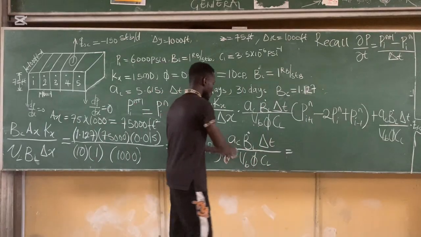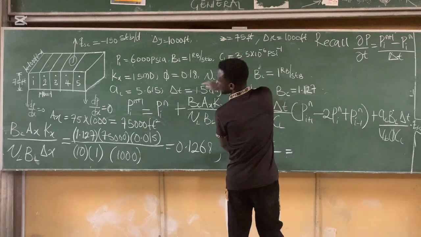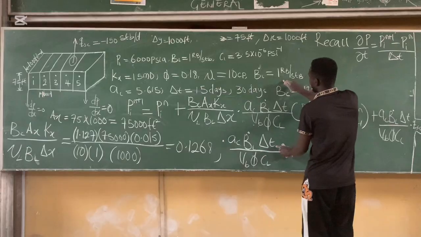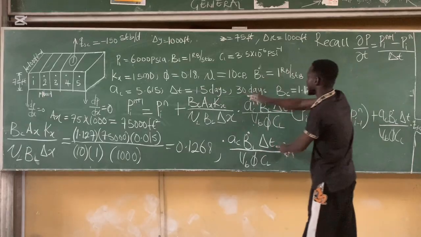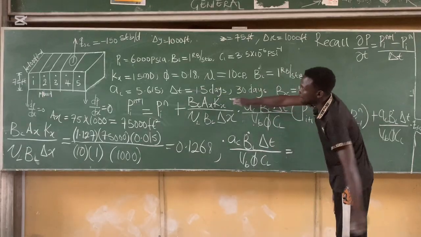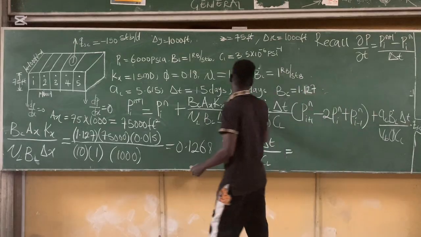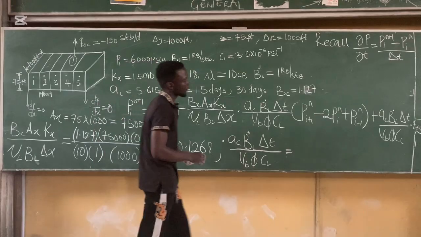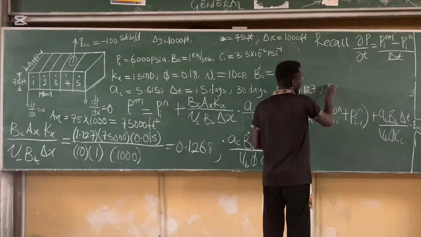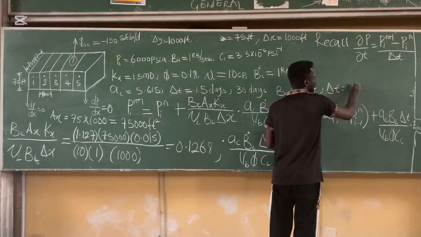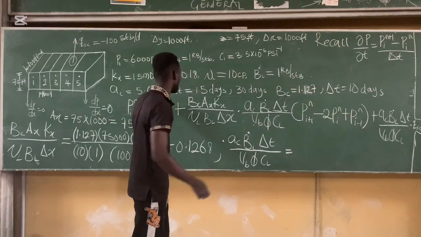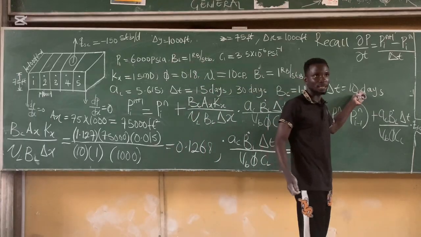If you look at this, we have AC. Is AC given? AC is given as this. BL dot is given as 1. Delta T: if you look at that, we have 15 days, 30 days, and 10 days actually. So we also have delta T equal to 10 days. So first of all, we are going to compute for 10 days.